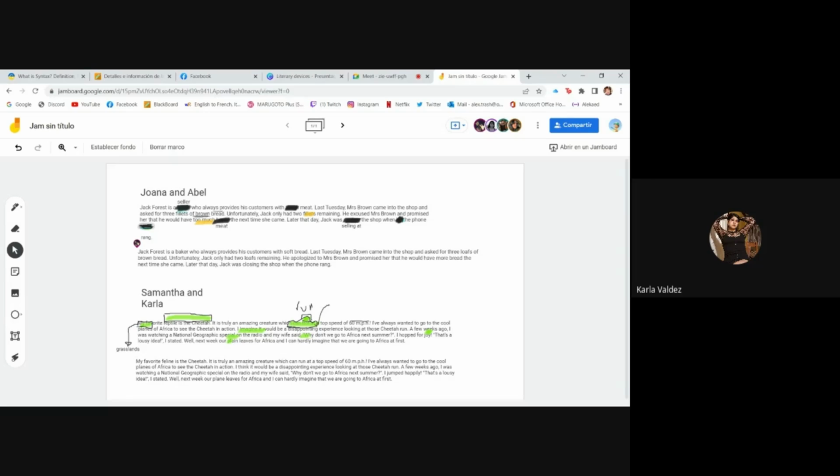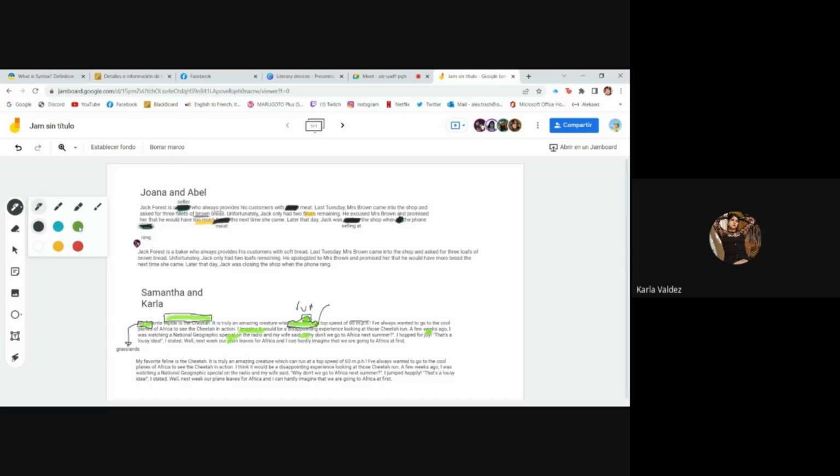Well, I can see the correct one, but let me read it again. My favorite feline is a cheetah. It is a truly amazing creature that can run at the top speed of 16 mph. I have always wanted to go to the cool grass plains of Africa to see this cheetah in action. I think it will be a very exciting experience looking at those cheetah run.